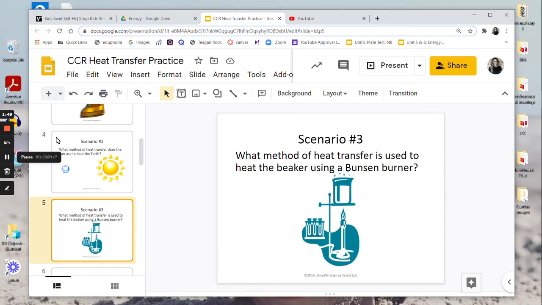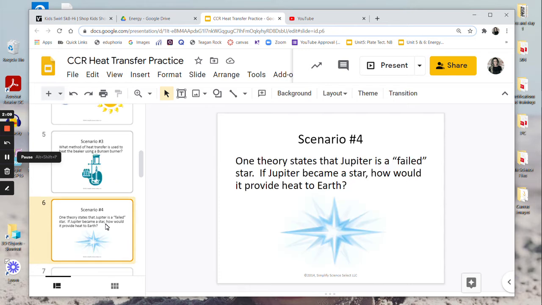Scenario number 3, what method of heat transfer is used to heat the beaker using a Bunsen burner? So again, the Bunsen burner and the beaker are not touching. That is going to be radiation. Okay, you can feel the heat without it touching, kind of like a fire.